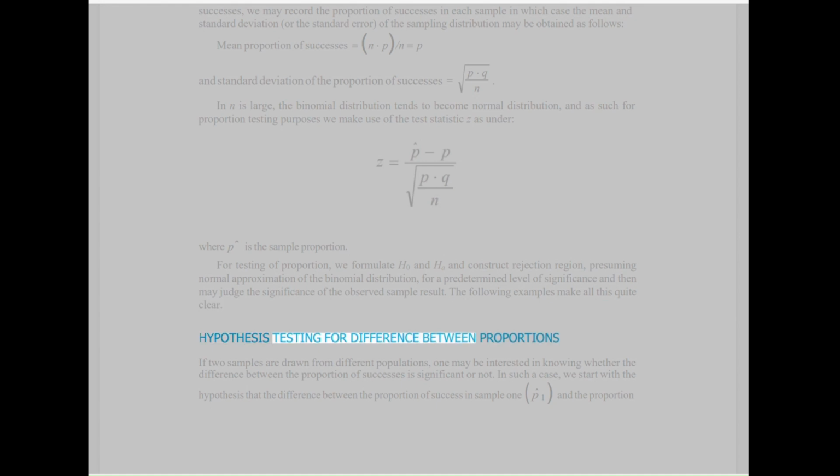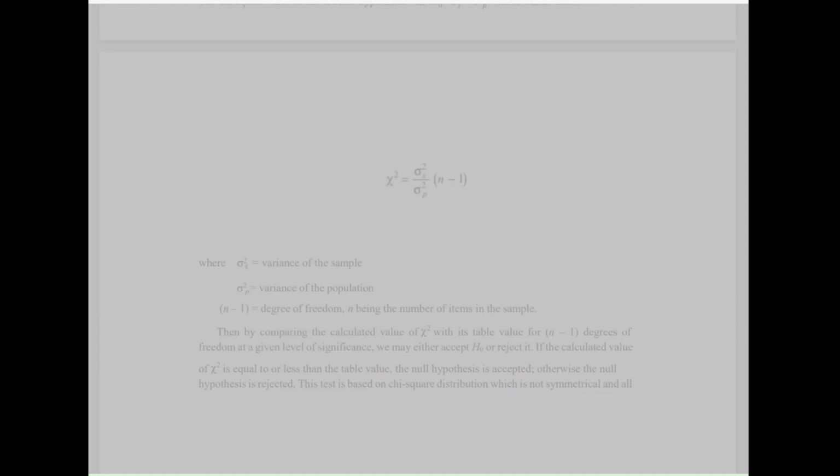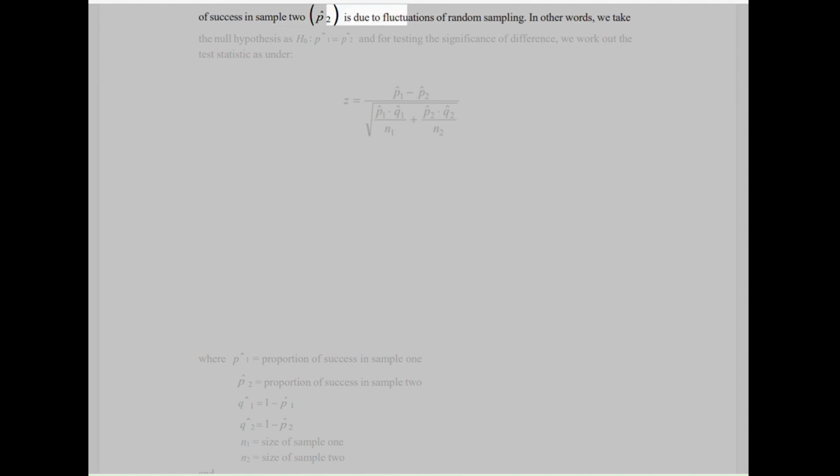Hypothesis testing for difference between proportions. If two samples are drawn from different populations, one may be interested in knowing whether the difference between the proportion of successes is significant or not. In such a case, we start with the hypothesis that the difference between the proportion of success in sample 1, p1, and the proportion of success in sample 2, p2, is due to fluctuations of random sampling.